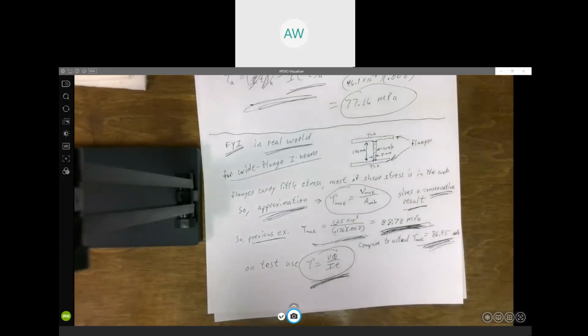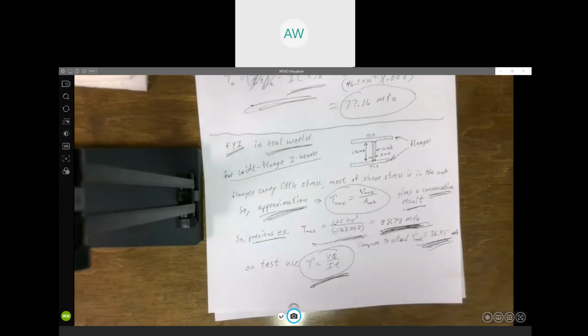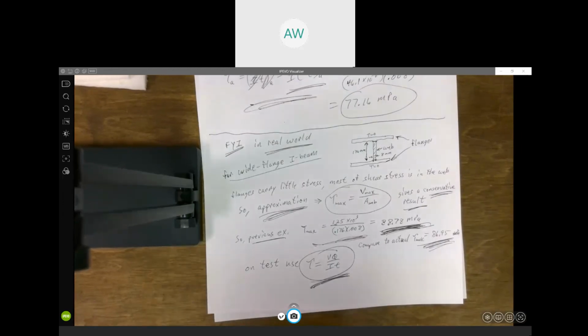So we're out of time. That's the last thing we're going to do in this section. Tomorrow we're going to look at another kind of special situation called built-up beams. That's the last thing we're doing in Chapter 7. We'll do that tomorrow, and that's where your test will go through.